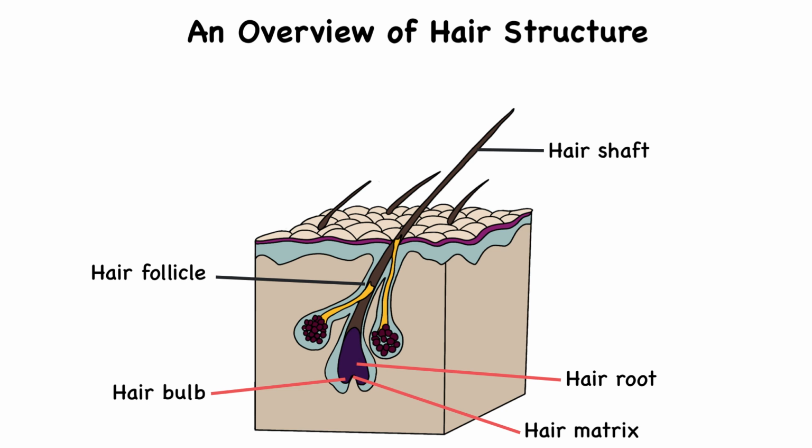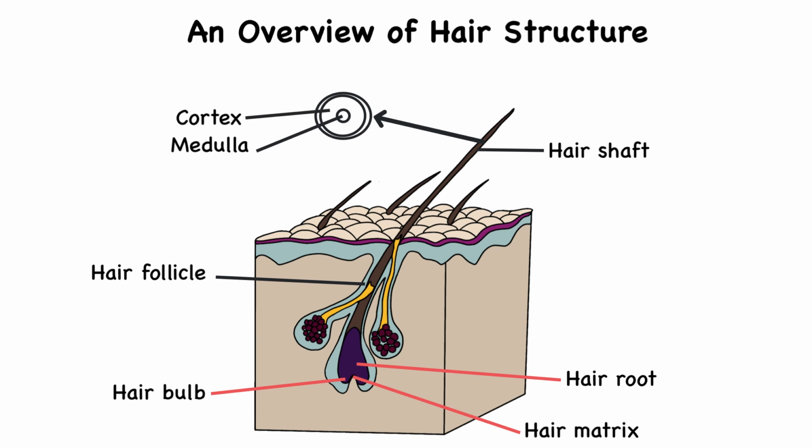The shaft itself has 3 layers: the medulla, which is the core, and it may be absent in thin hairs; the cortex, which is the main body where we find pigment and keratin; and then the cuticle, which is the outermost layer, and it has a protective function to the hair.